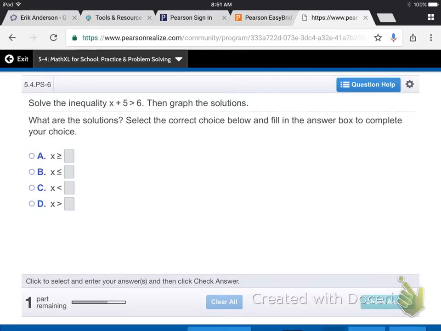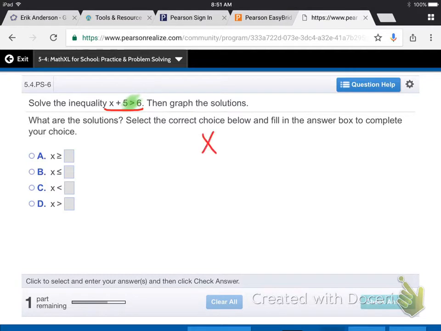Okay, boys and girls, we are starting a new lesson today: how to solve inequalities. You'll notice that what we're talking about is basically the same thing we have been doing with equations, except that the equal sign has been replaced with an inequality sign, meaning greater than or less than. This inequality says x plus 5 is greater than 6, because that symbol right here means greater than. So how do you solve it?